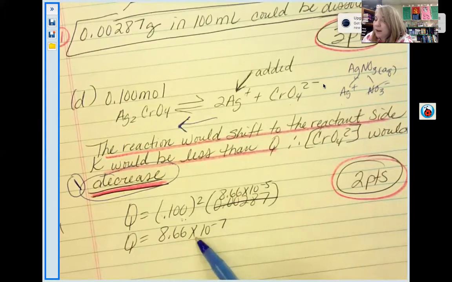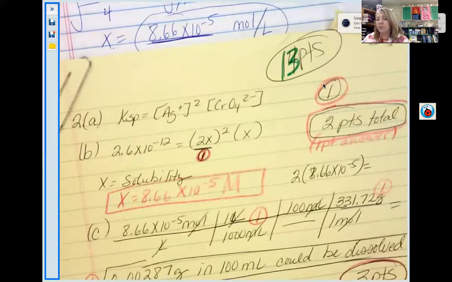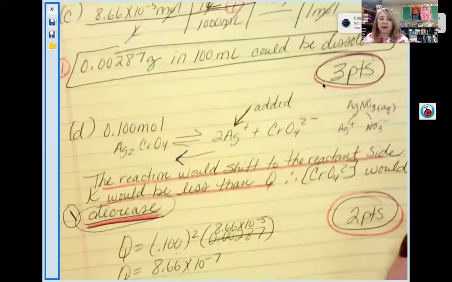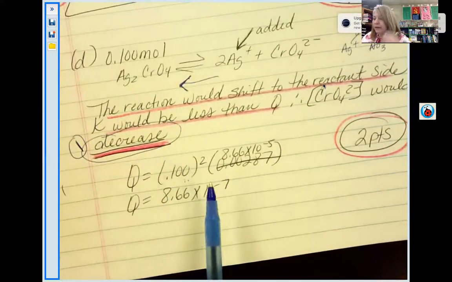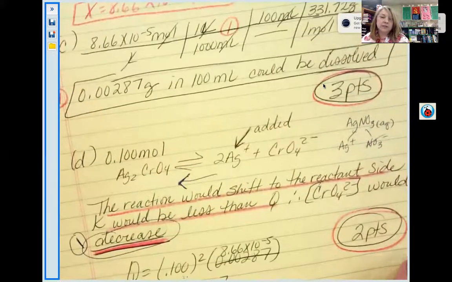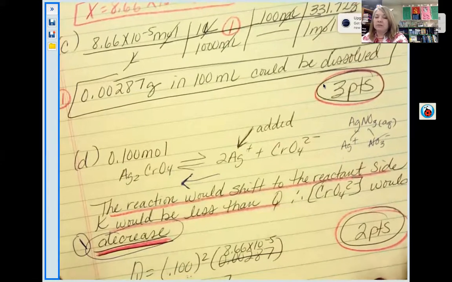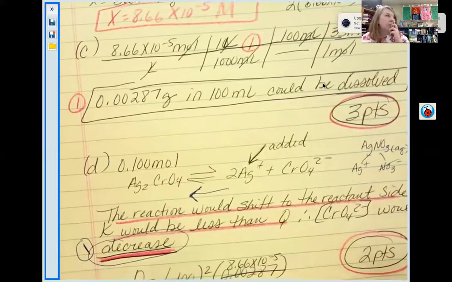Here's Q. You go back and you compare that to your original K value, which was 2.6 times 10 to the negative 12. Q is definitely greater than K. So since Q is greater than K, you're forming a precipitate, and the reaction is going to shift to the left. So anything that you said along those lines is what I was looking for as a proper justification for that question.